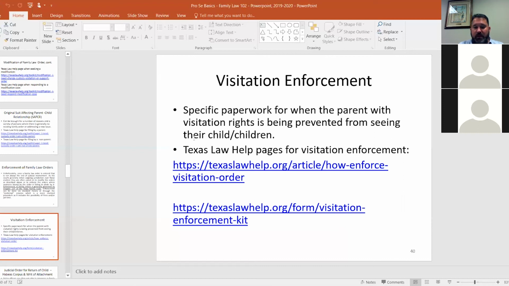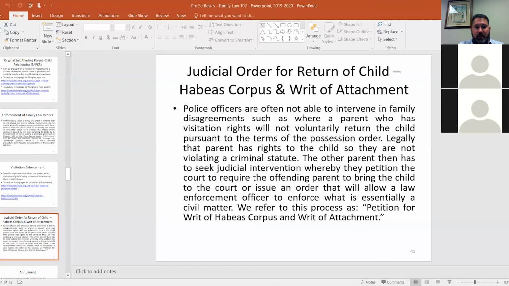But otherwise, enforcement can be done in a general sense, or it can be done in a more serious manner by contempt. And we have information and forms on that.